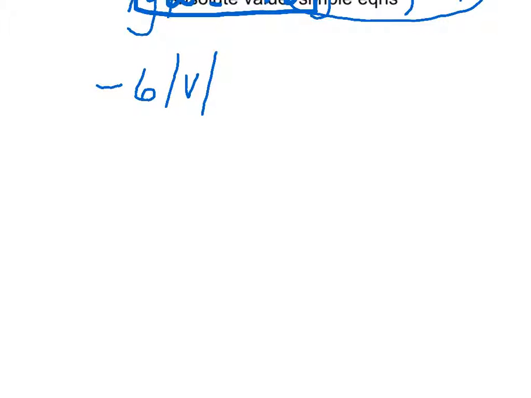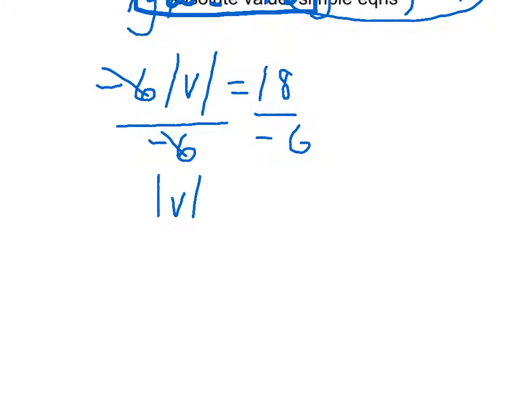Negative 6 times the absolute value of V equals 18. Again, we need to isolate the absolute value signs and what's inside of it, so we need to get rid of that negative 6. This time the number is multiplying with the absolute value, so to undo it and get rid of the negative 6, we need to divide both sides by negative 6. These will cancel out, and when we rewrite, we have the absolute value of V equals negative 3.